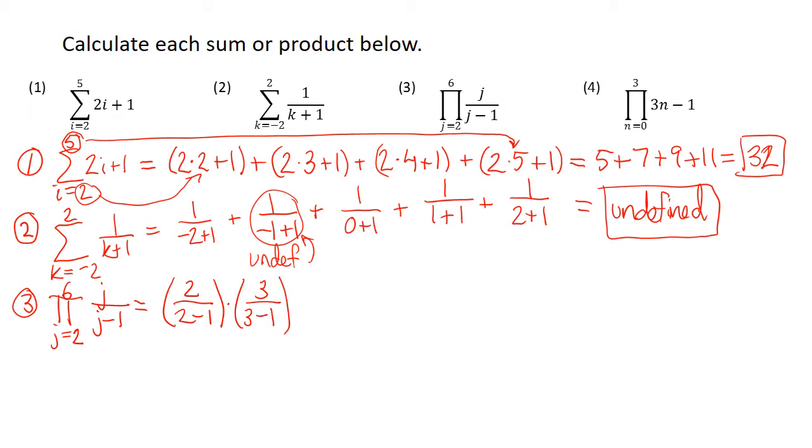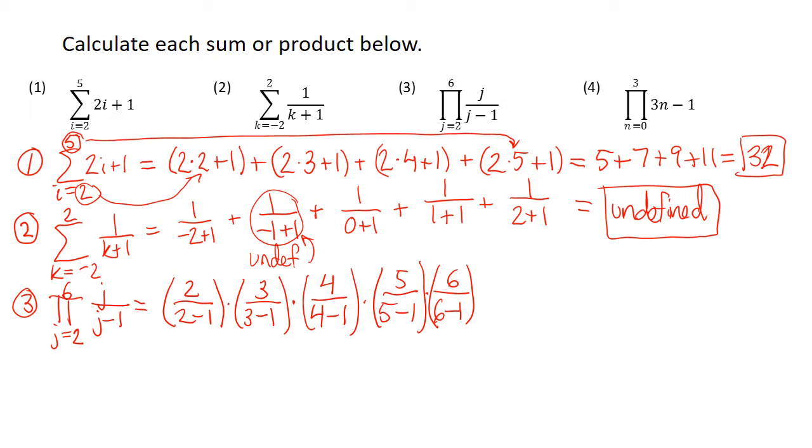Oh, actually, I didn't make that mistake. We don't get an undefined. Oh, that's good. I guess I was using my brain for at least part of this. Okay, and then times 5 over 5 minus 1, and then times 6 over 6 minus 1.